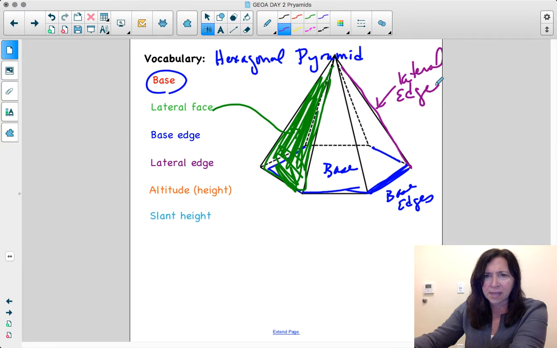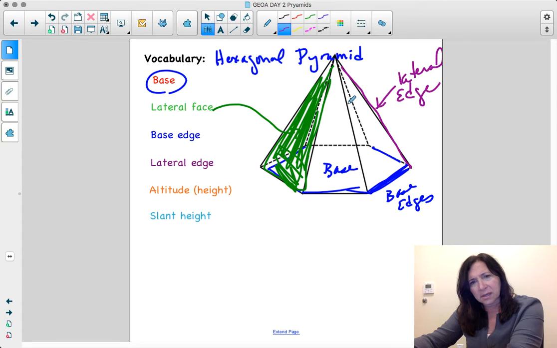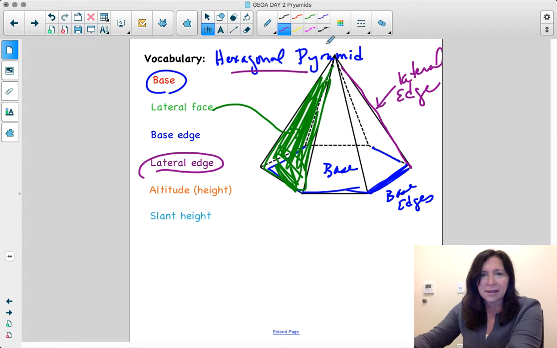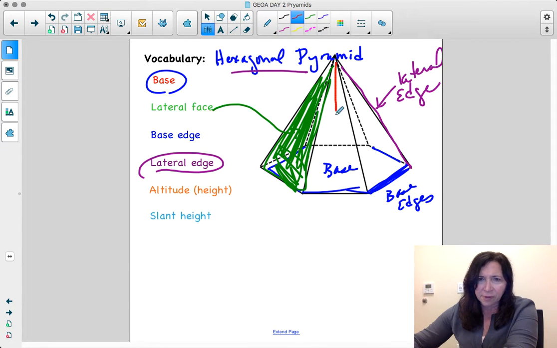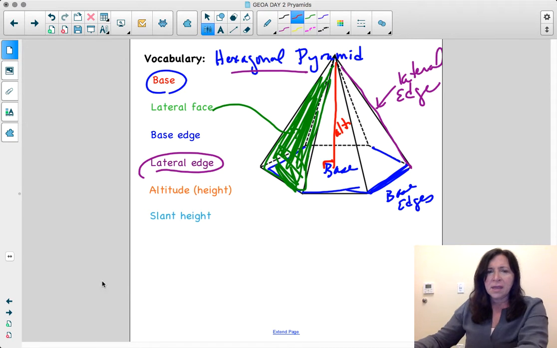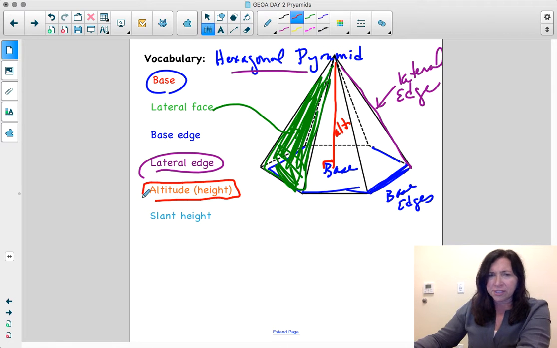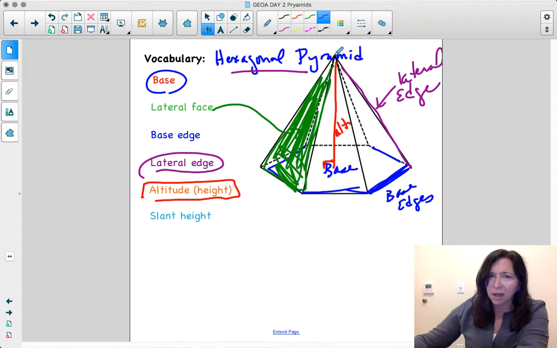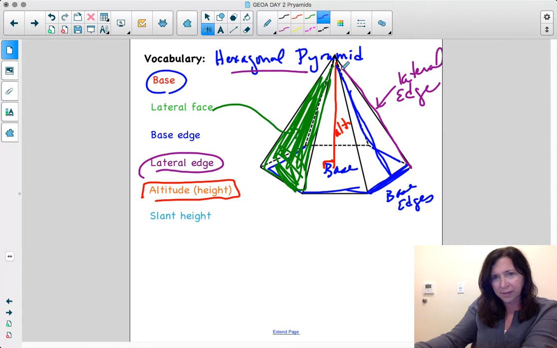Lateral edge. Let's see, how many do I have? 1, 2, 3, 4, 5, 6. Tricky. It is a hexagonal pyramid. We should have 6. Now, the altitude is going to come straight down, and it's perpendicular with your base. That's my altitude. The difference between the altitude, which is the height, and the slant height: remember, the slant height comes out at a slant. It's actually not curved like it looks in my picture, but slant height comes straight out like this and is perpendicular to this base.